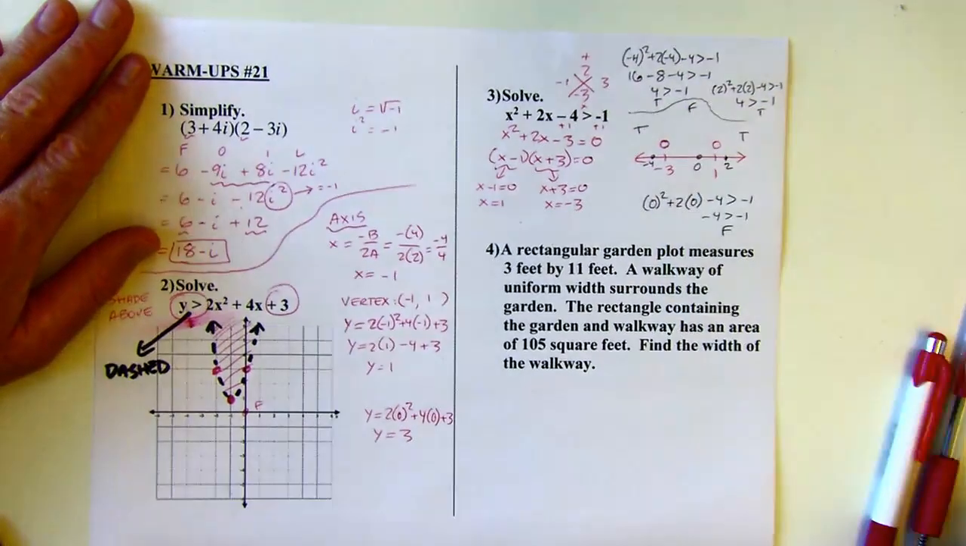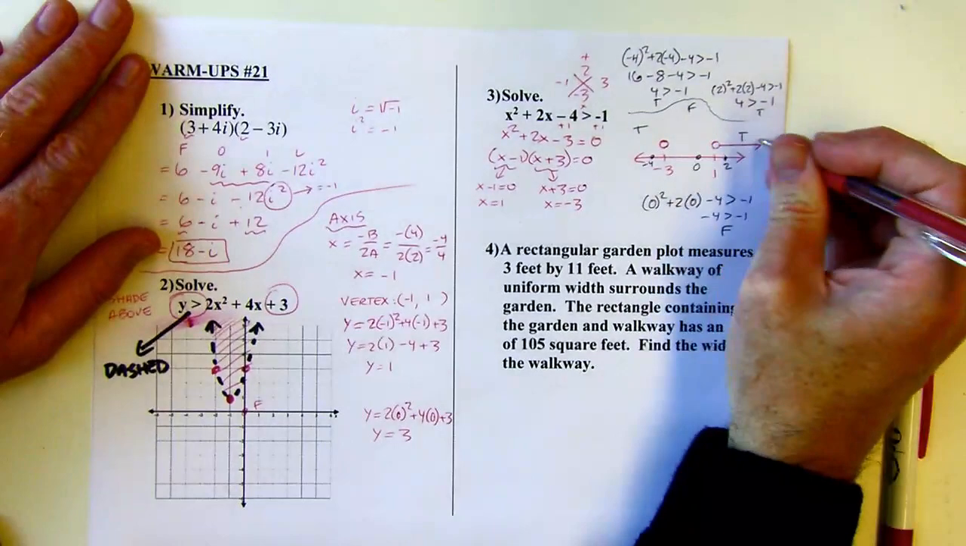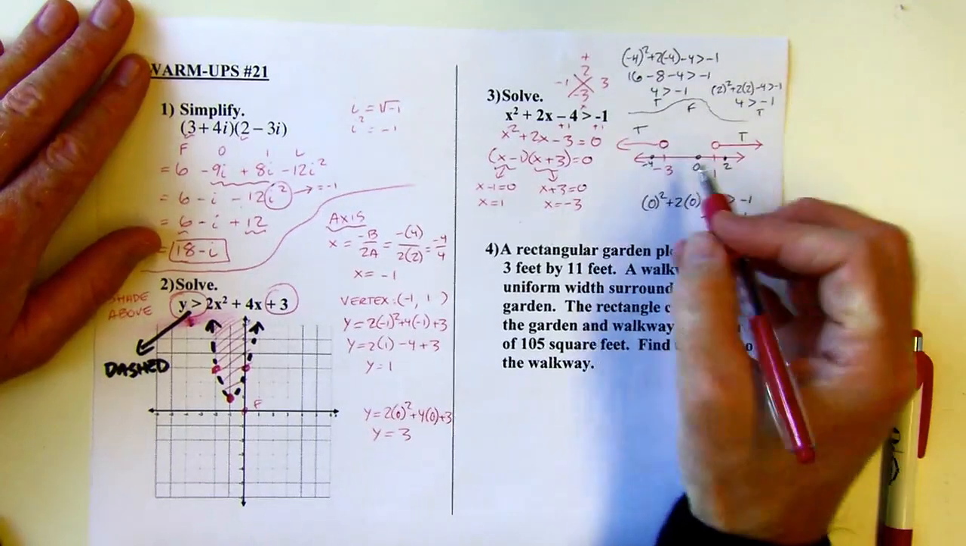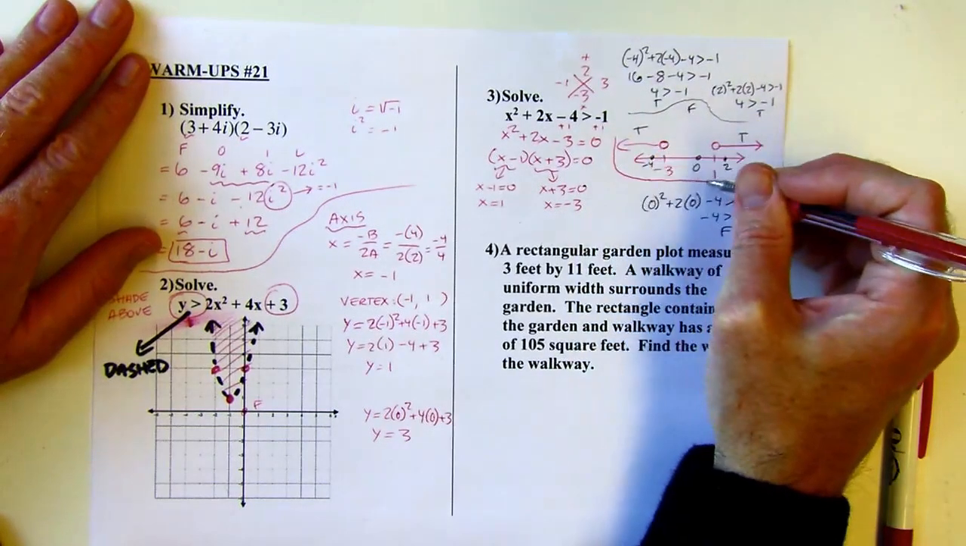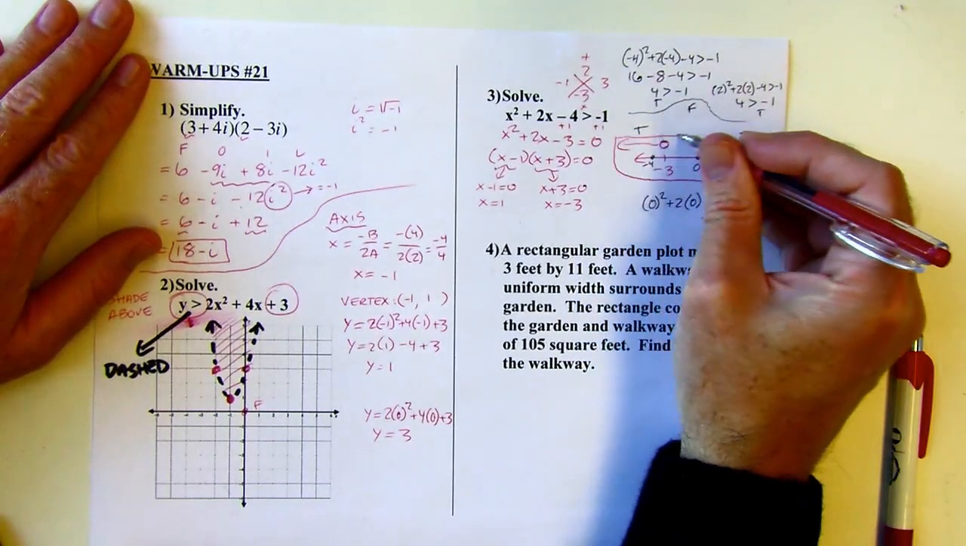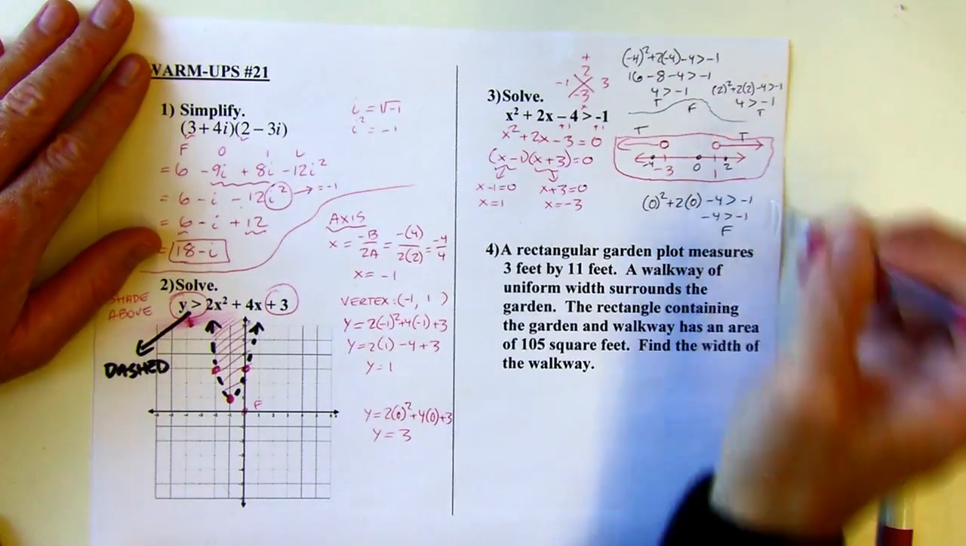So that means any number in those 2 regions should work, but in between will not work. And you could write this as another inequality. But I like to just put my solutions as a number line.